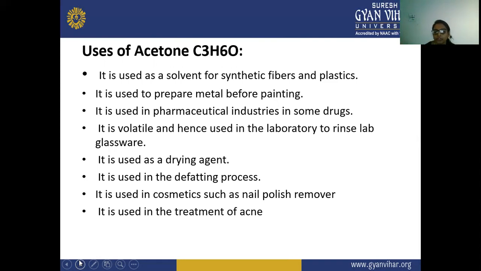And here it is used in the defatting process also. And this is used as a cosmetic, such as your nail polish remover, and it is used in the treatment of acne also.